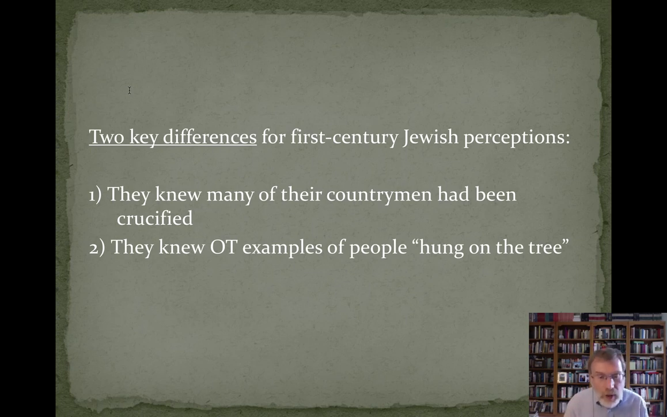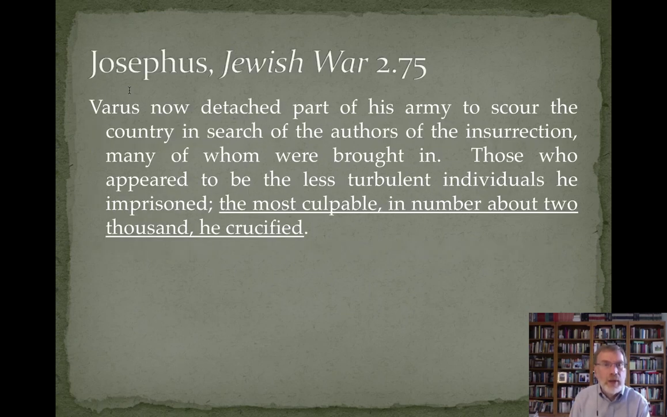First, they will have known that many of their fellow Jewish people died by crucifixion. And secondly, they're going to associate crucifixion with Old Testament examples of people who are said to have been hung on the tree. So let me give you a couple of examples of this. First, they would have known many Jewish people who would have been crucified.